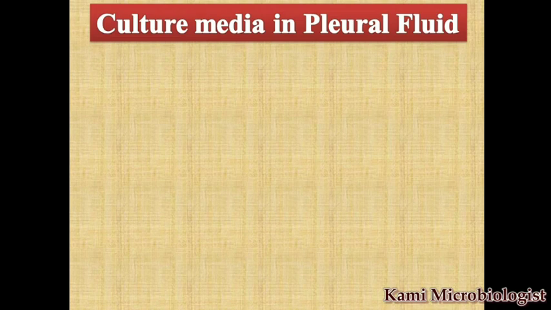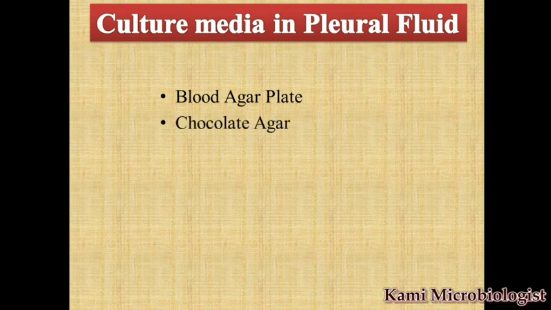Now let's explain the culture media that we mostly use when performing pleural fluid CS. So we have blood agar. All of you should know that blood agar is a general-purpose medium, and it can support the growth of many bacteria. Then we have chocolate agar, which we can specially use for fastidious organisms. H. influenzae is a fastidious organism, so we use chocolate agar.